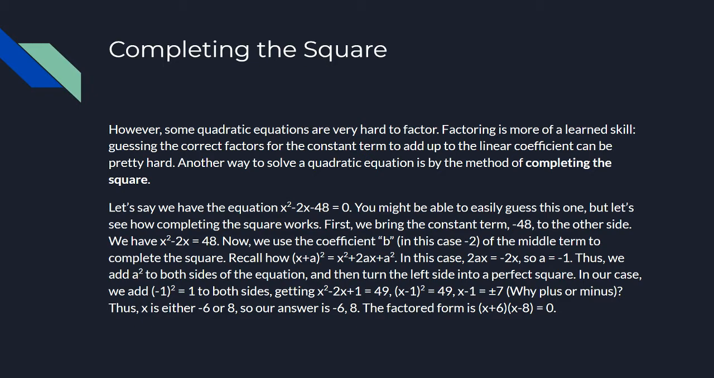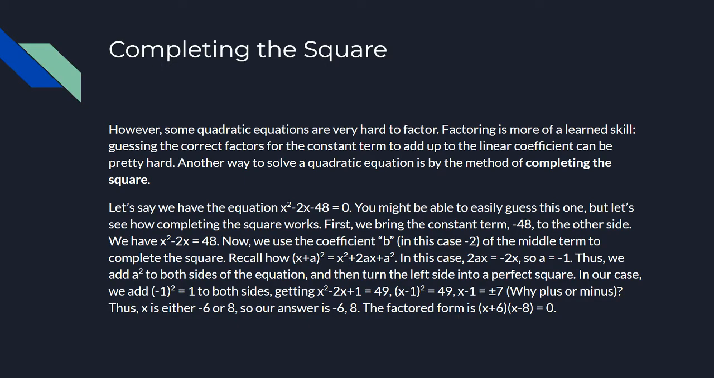So suppose we have the equation x squared minus 2x minus 48 equals 0. So you might be able to easily guess this one, but let's see how completing the square works. First, we want to bring the constant term, negative 48, to the other side, okay? So the constant term goes on the right-hand side. So now we have x squared minus 2x equals 48.